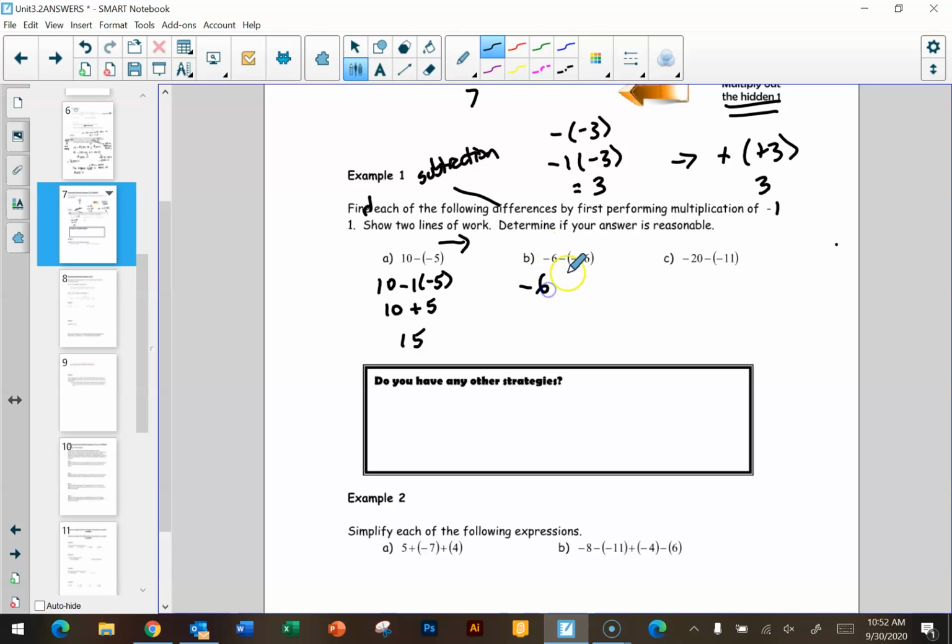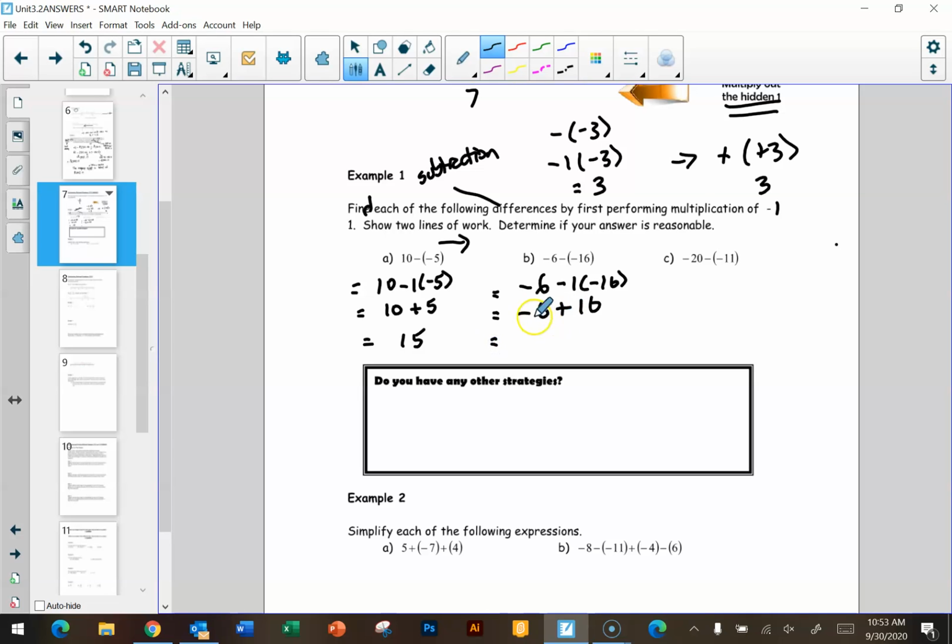Okay, this time we've got a negative number out front, and then minus a negative 16. So let's just write that as minus 1 times negative 16. Okay, because that negative is really just negative 1. So we end up with a negative 6 still here, but a negative 1 times a negative 16 becomes a positive 16.